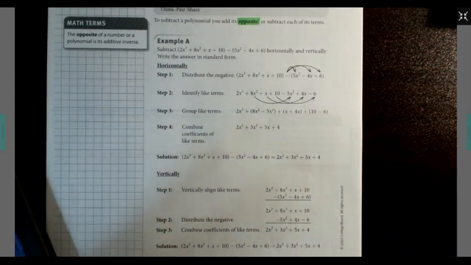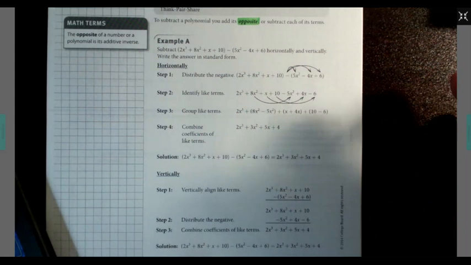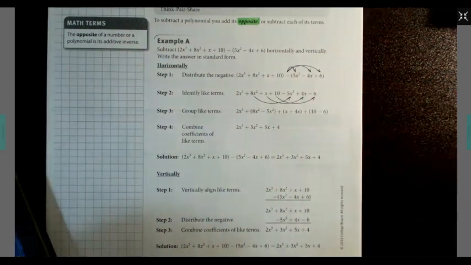I'm going to do the vertical. I'm going to align my like terms again. I'm going to distribute the negative, so it's basically going to change the sign of everything in the second parentheses. And then we're going to combine the coefficients of our like terms.